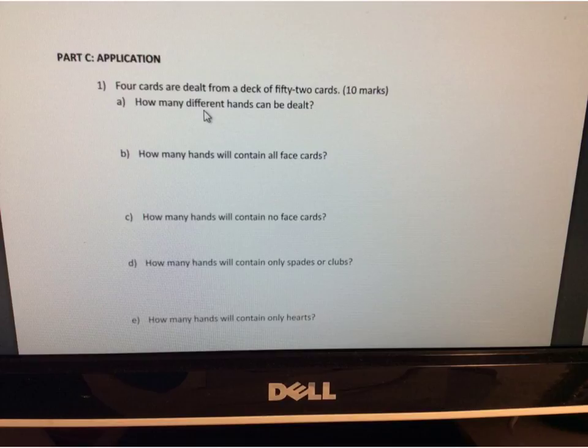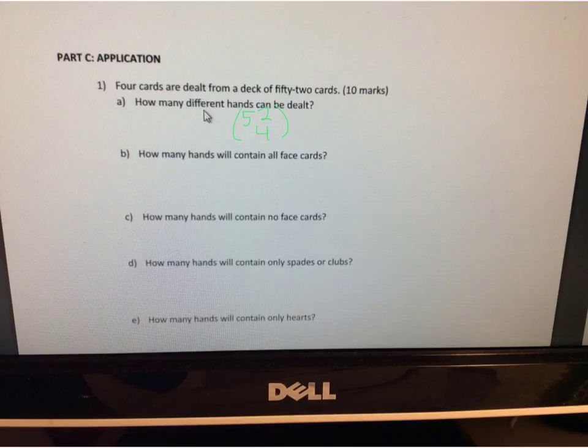Starting off with this question with the 4 cards dealt from a deck of 52. So just in general, 52 choose 4 is how many hands you can possibly make, right? Because there's no restrictions at all there. That green is hard to see. I'm going to switch to a different color here.